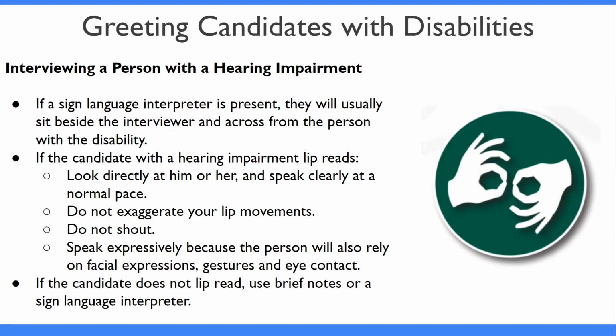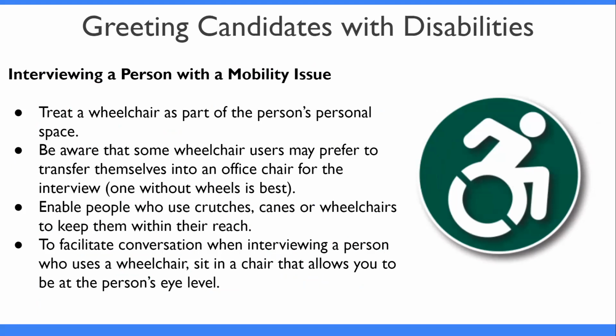And if the candidate does not read lips, you can use brief notes or make sure to have an ASL interpreter for them. Interviewing a person with a mobility issue, treat the wheelchair or walker or canes as part of the person's personal space. Be aware that some wheelchair users may prefer to transfer themselves into an office chair for the interview, so ask them if they would prefer that, and provide a chair preferably without wheels and that has something on the side, usually armrests.